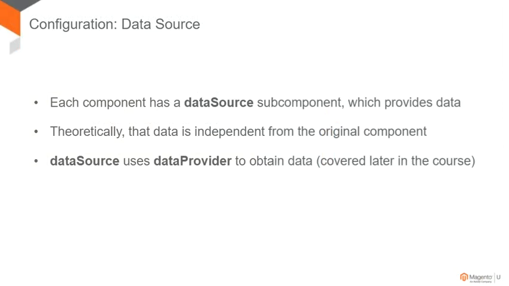The UI component framework uses the following approach in dealing with data. Every component has a data source subcomponent, which delivers data. While it may seem like a data subcomponent should be independent of the original component, so other components on the page could also use the data, a data component almost always has its own data source, which provides data exclusively to it.